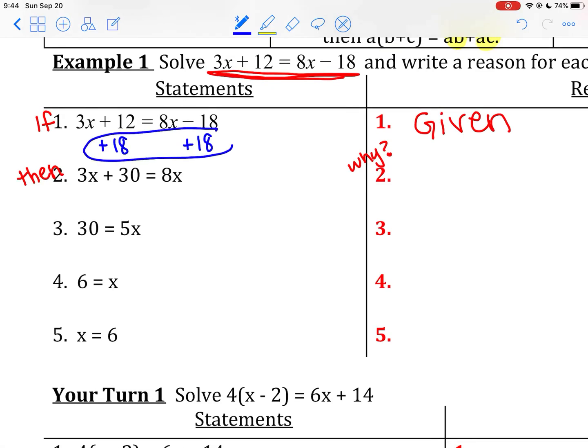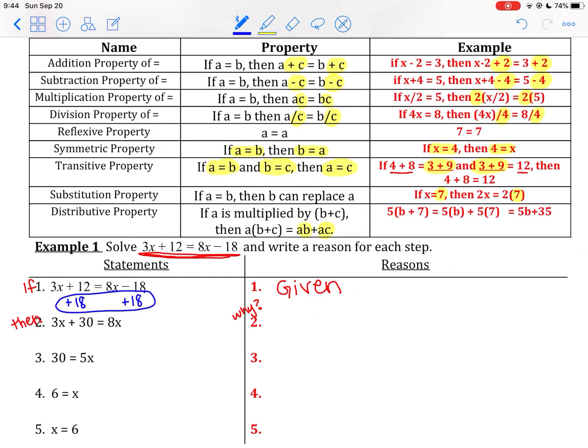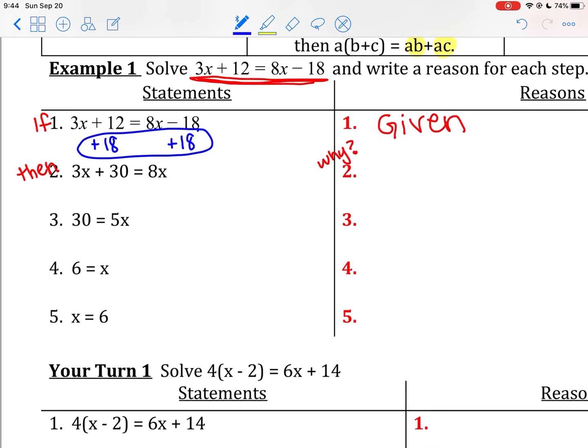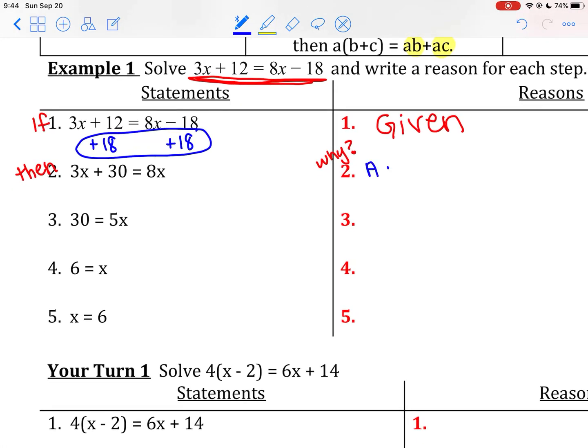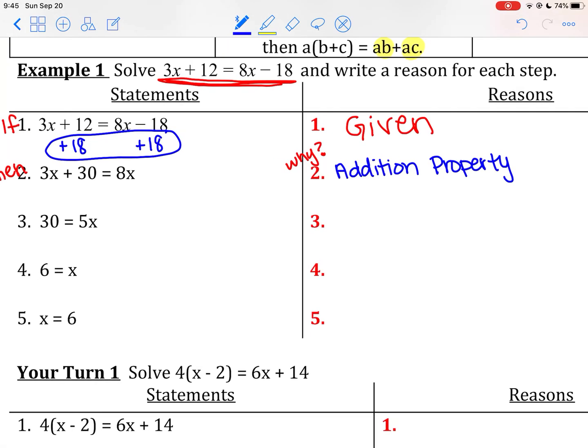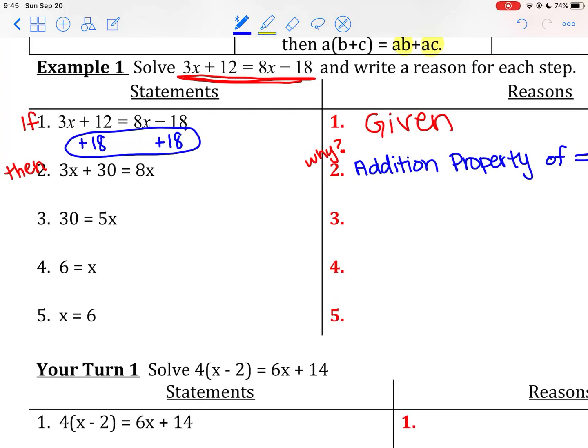So adding 18 to both sides, if I look at my properties up here, adding the same thing to both sides is the addition property of equality. So that's going to go in the reason. I'm going to shorten that with my equal sign. So in algebra, we focus on showing our work, and in geometry, we focus on telling why we're able to do that work. So this actual step in between here does not show up in my proof.